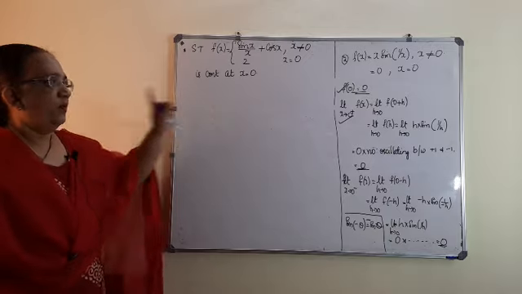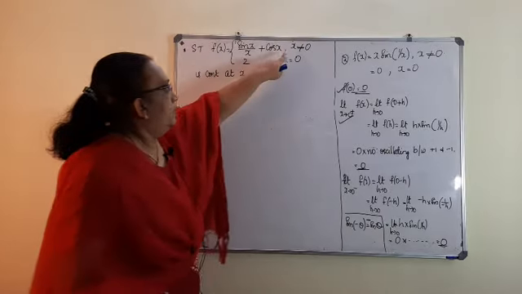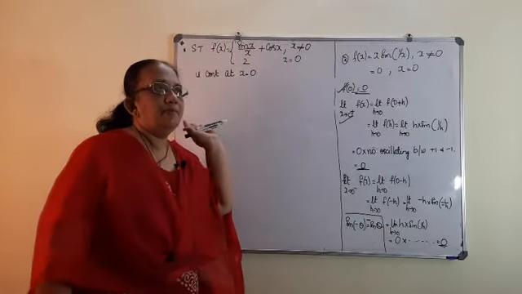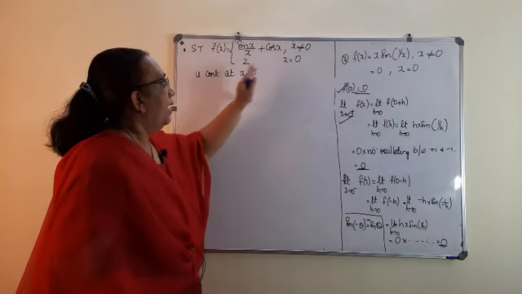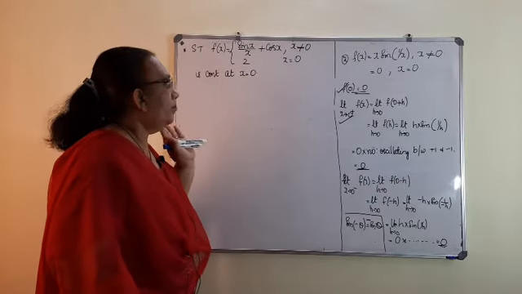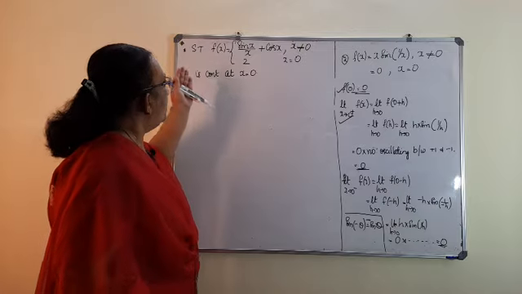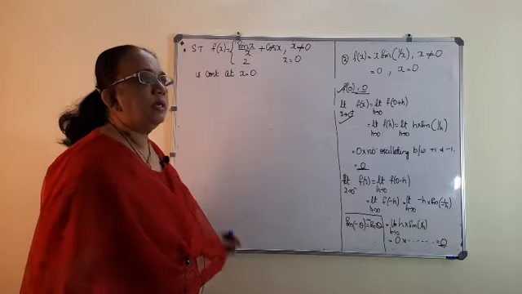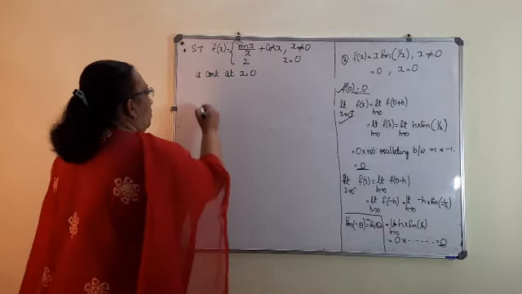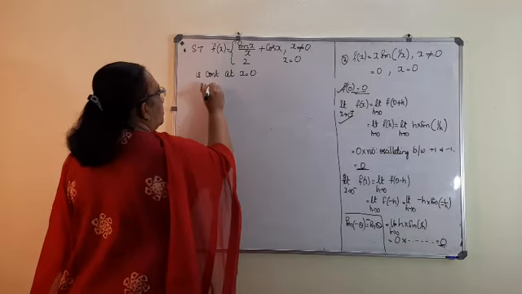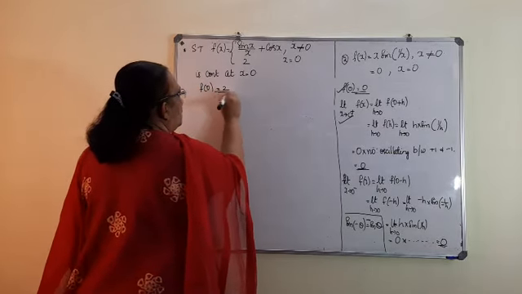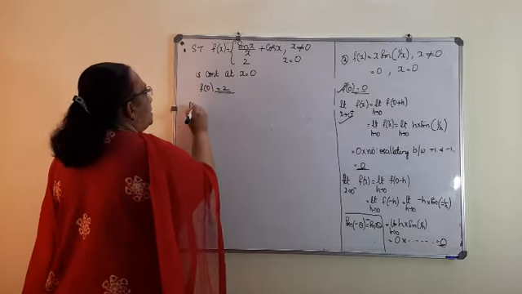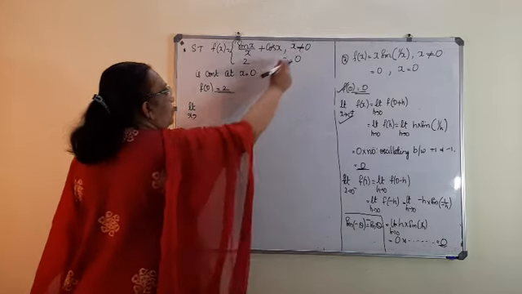So, type 1. x not equal to 0 means it can be left limit, it can be right limit at the point. It is given that you have to show that this function is continuous at the point. So, we will write f of 0. F of 0 is equal to 2. Limit x tending to which point?